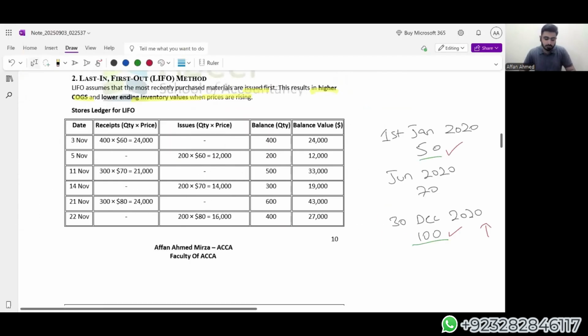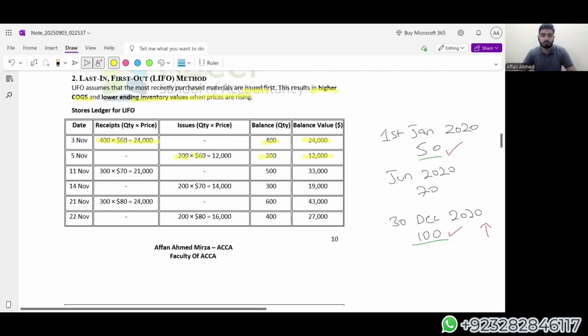So let's see the calculation. In this example, which is continued from the previous one, we are told that we originally bought 400 units at a value of 60. The 24,000 value is in dollars. Then we issued some inventory, 200 units at the value of 60 that we originally bought it for. So simple. Now we are left with 200 units and 12,000 as the value of it. But now the twist comes here. When we are buying 300 units at 70 value, this is a recent purchase.